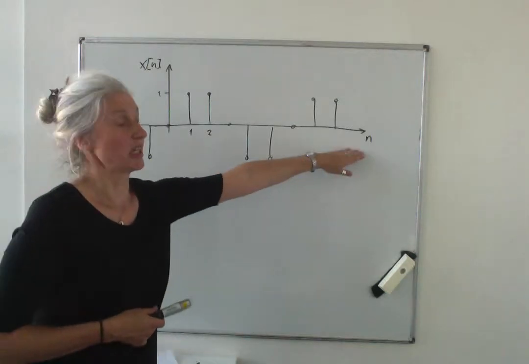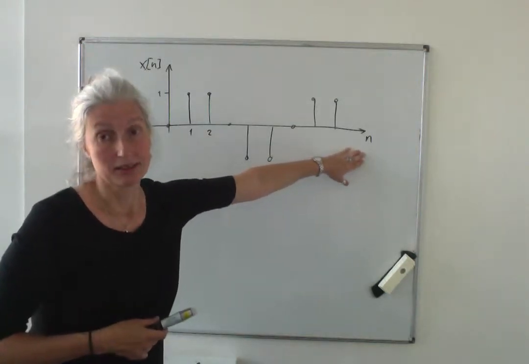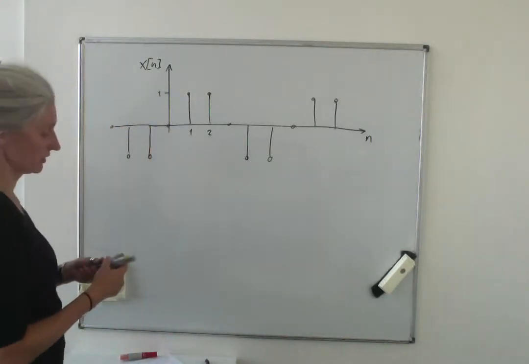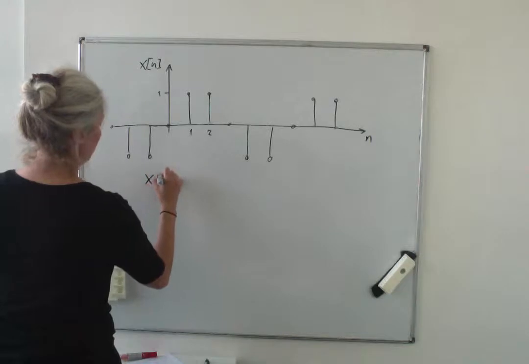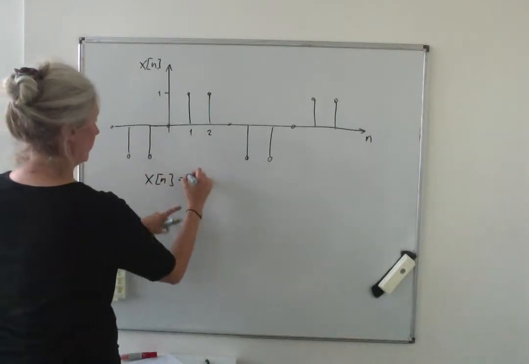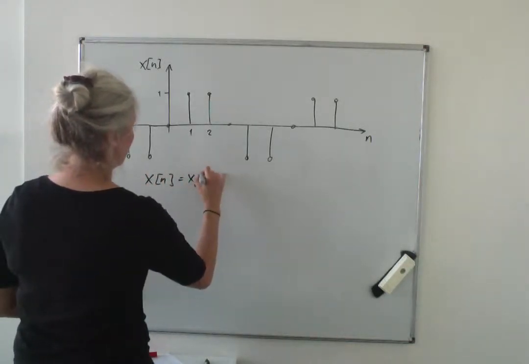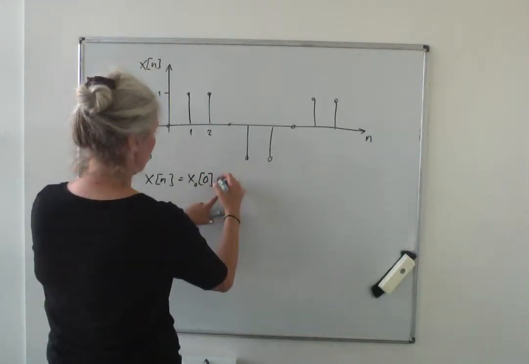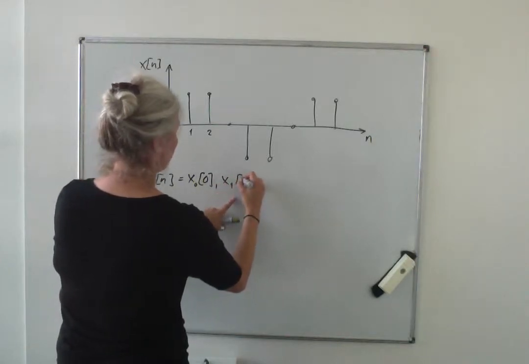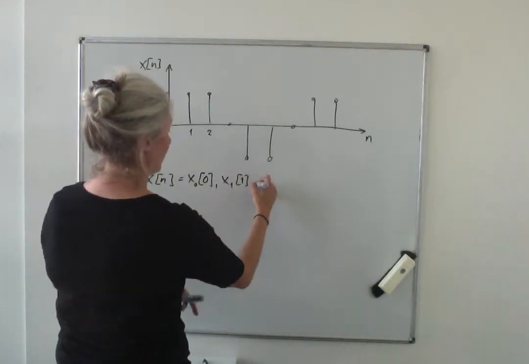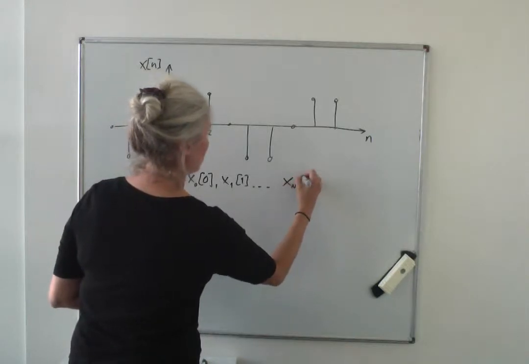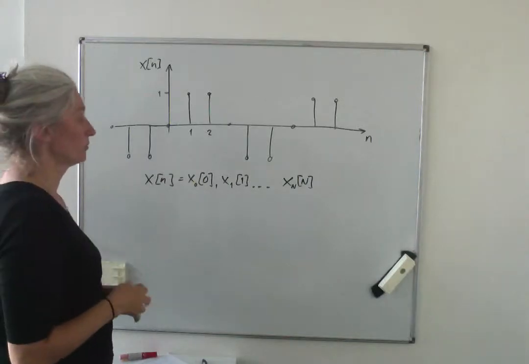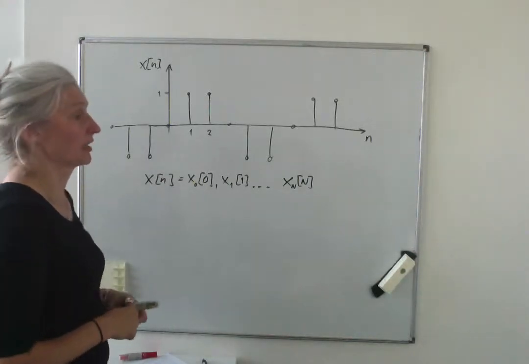Either in a stem plot like this or just the dots there. And you notice we don't have time on the axis anymore, but n, which represents the sample points in the vector. Because indeed, the function now is a vector. X of n consists of the value of sample point 0, the value at sample 1, and so on until the end of the vector.